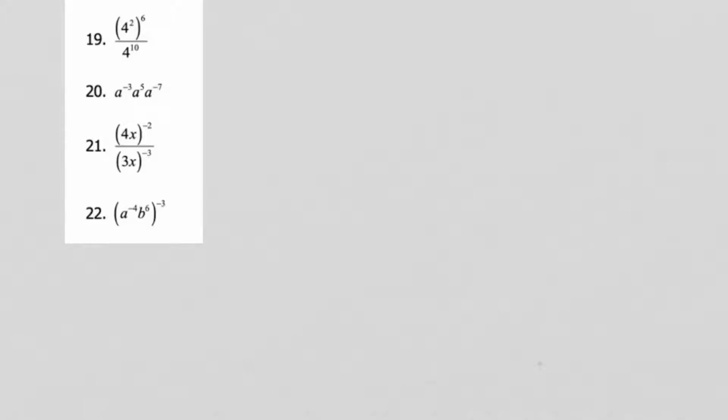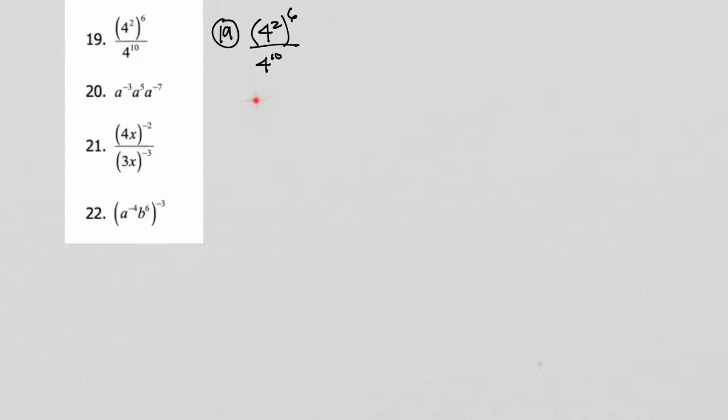For problem 19, we're going to use a combination of rules here. So in 19, we've got this fraction: 4 squared to the 6th over 4 to the 10th. Now in the numerator, I've got a power to a power, right? So I know what to do here with these exponents. I'm going to multiply them.